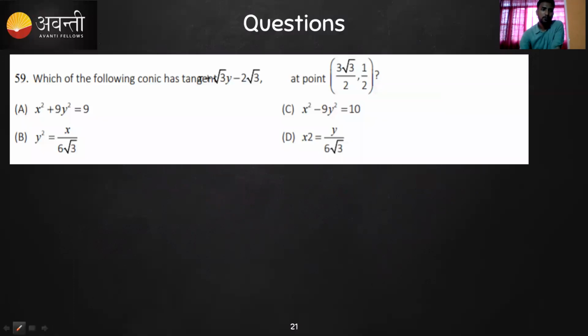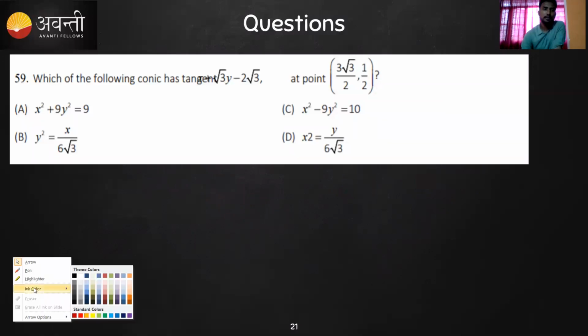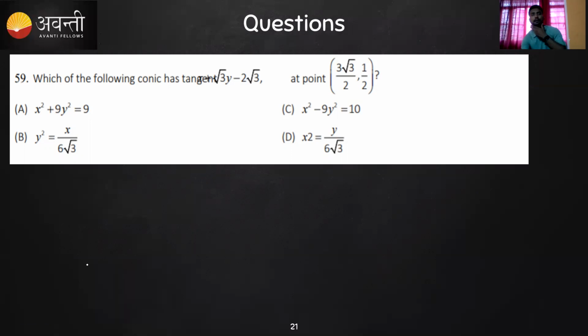Okay, so here you can see which of the following conic has tangent. We have given this tangent equation at point (3 root 3 by 2, 1 by 2). So we have to find which kind of conic section this is. What will be the real equation of the conic section? Okay, so you can go by the options, right?